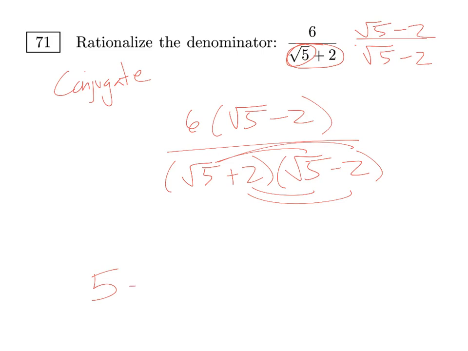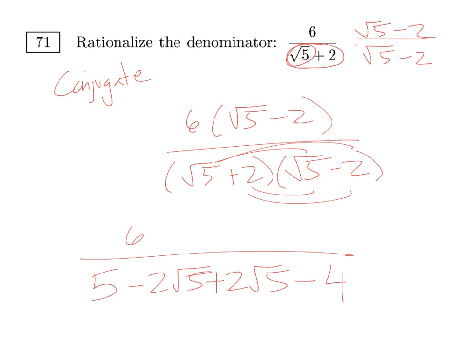And then I have minus 2 square root of 5. Then I have plus 2 square root of 5 minus 4. And on top I have 6 square root of 5 minus 2. So these cancel out. And on the bottom I have 5 minus 4, which is 1. And on top I have 6 square root of 5 minus 2.